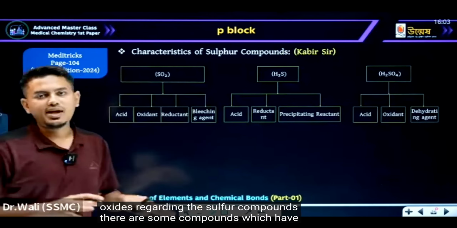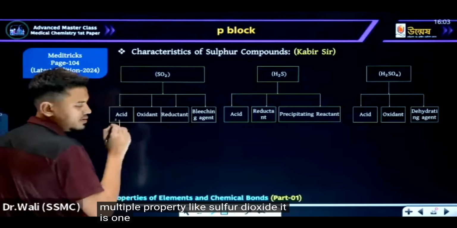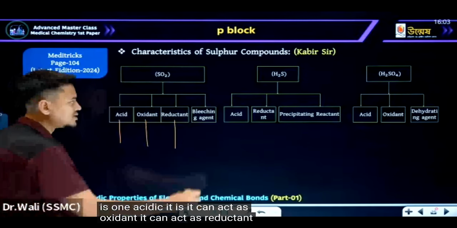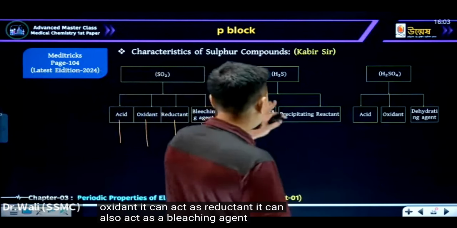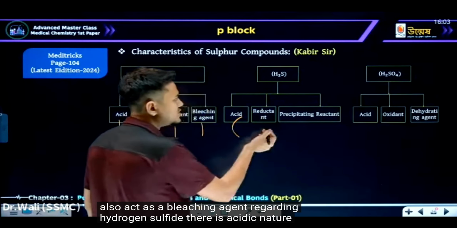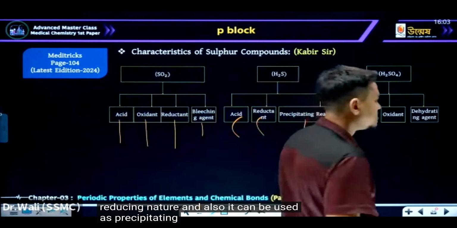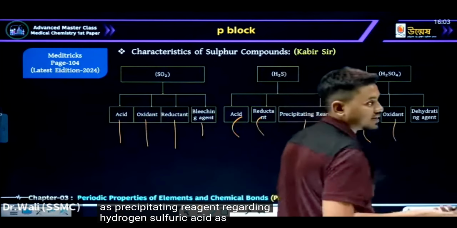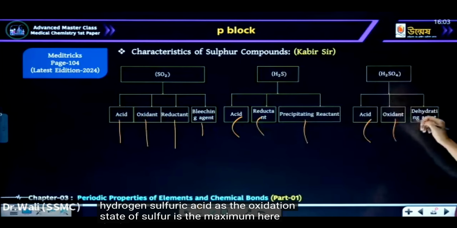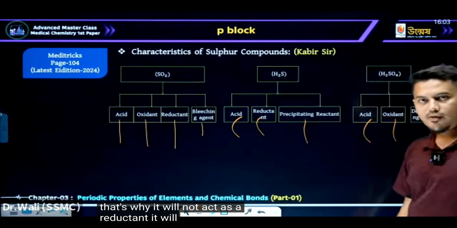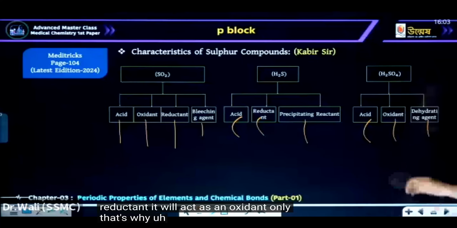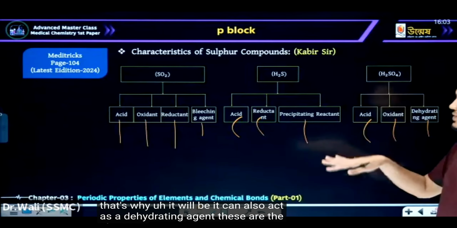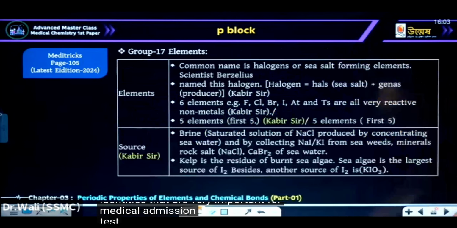Regarding sulfur compounds, there are some compounds which have multiple properties. Sulfur dioxide is acidic, it can act as an oxidant, it can act as a reductant, and it can also act as a bleaching agent. Hydrogen sulfide has acidic nature, reducing nature, and can also be used as a precipitating reagent. Regarding sulfuric acid, as the oxidation state of sulfur is the maximum here, it will not act as a reductant, it will act as an oxidant only. That's why it can also act as a dehydrating agent. These are very important for the medical admission test.